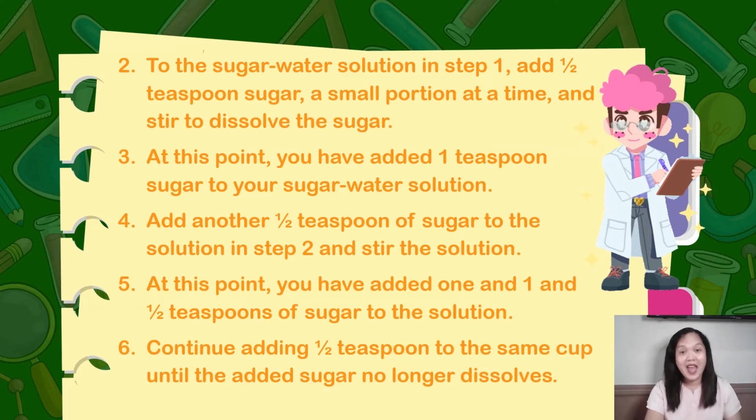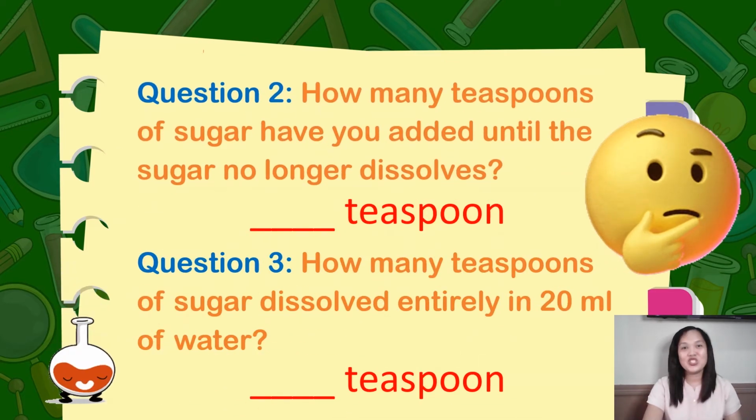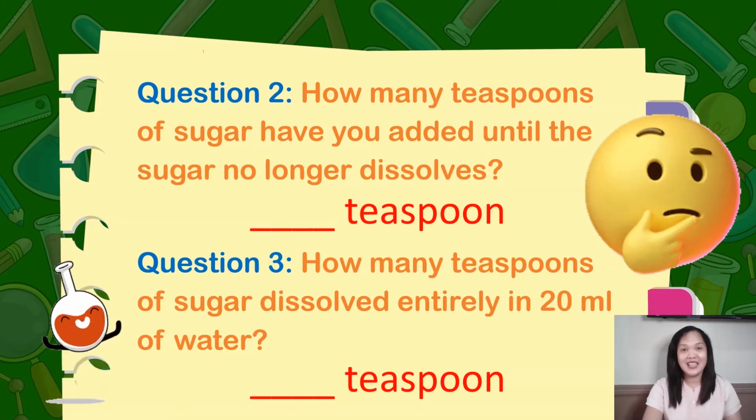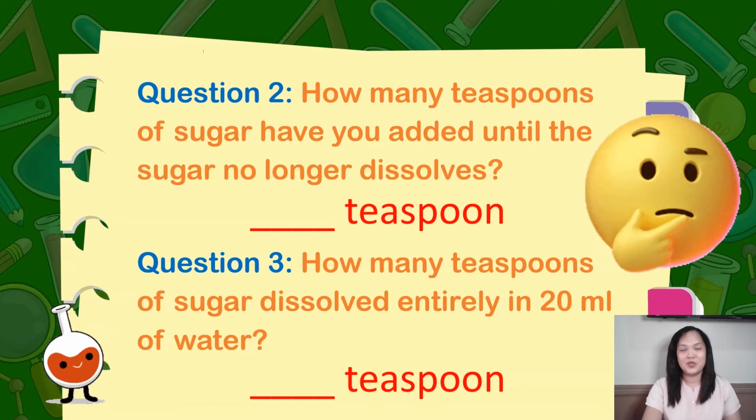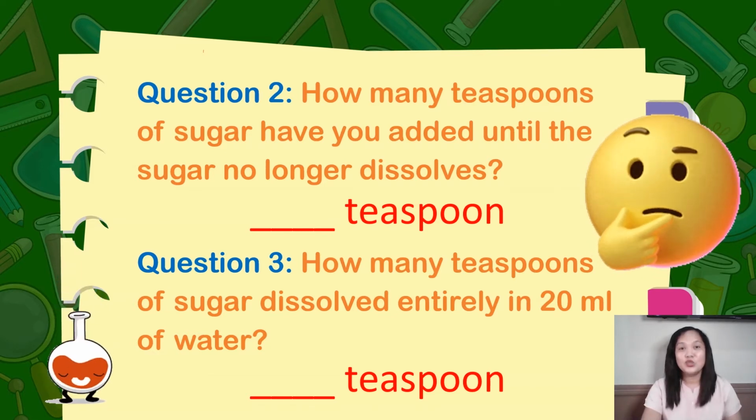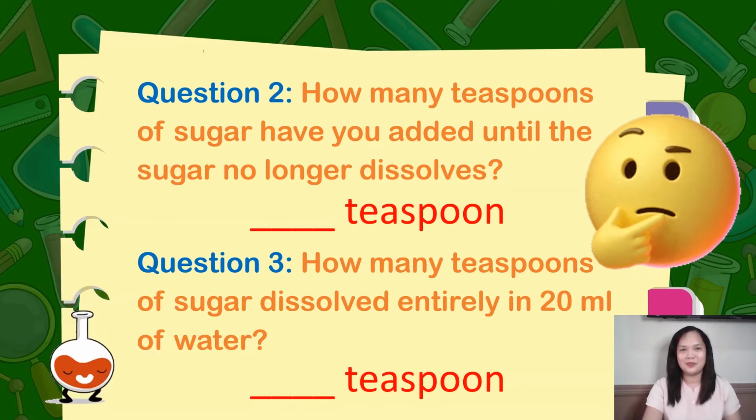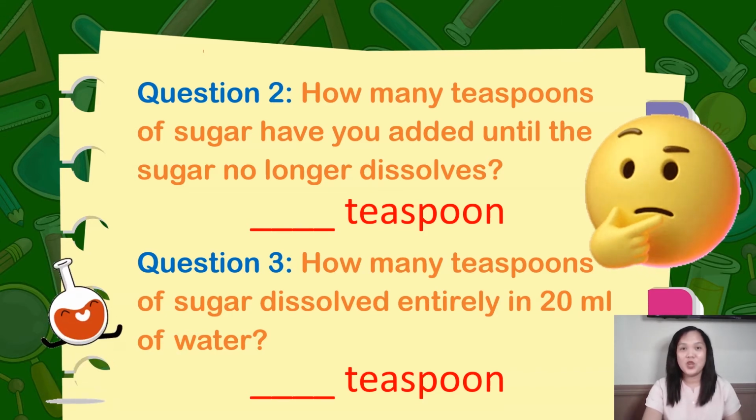Continue adding 1/2 teaspoon to the same cup until the added sugar no longer dissolves. Question number 2. How many teaspoons of sugar have you added until the sugar no longer dissolves? Correct! 2 teaspoons. In this step, you will observe that there is already excess sugar which did not dissolve.